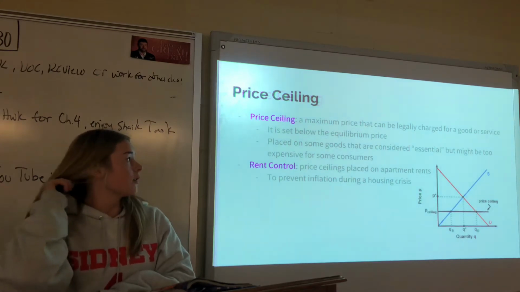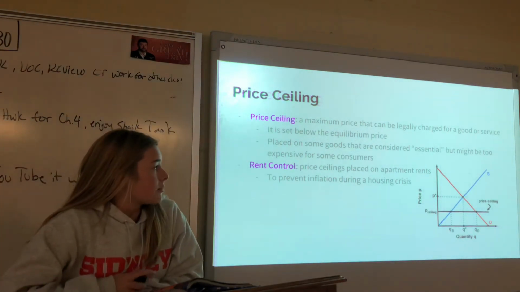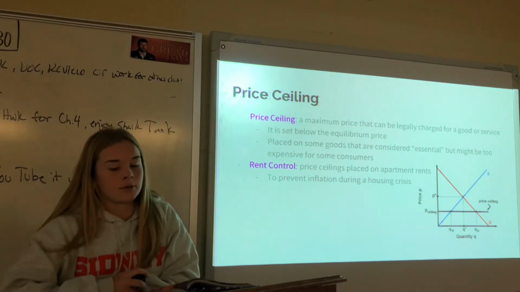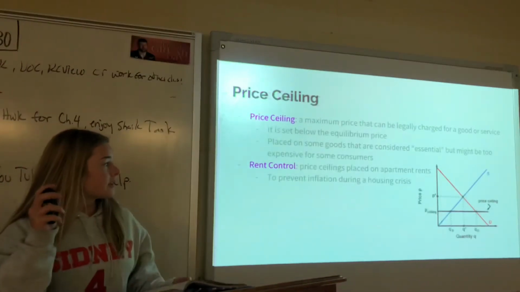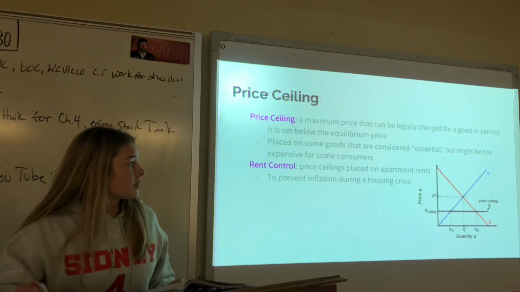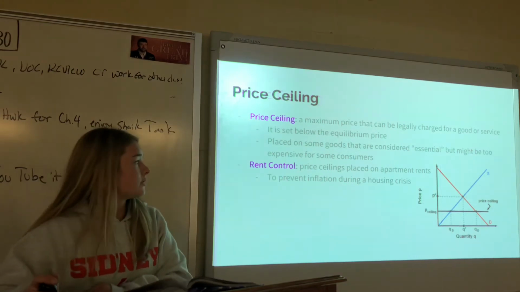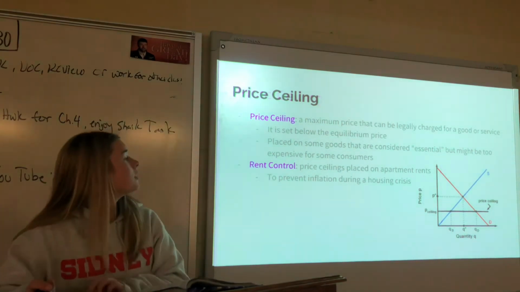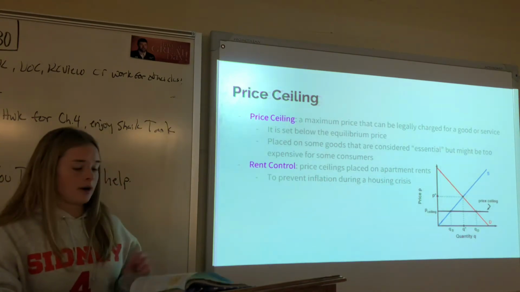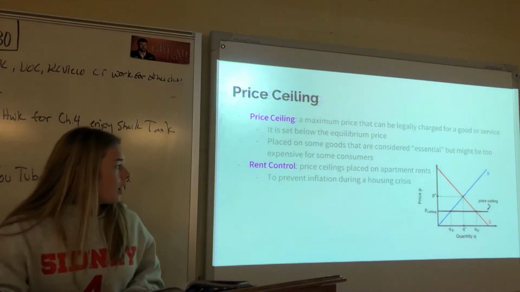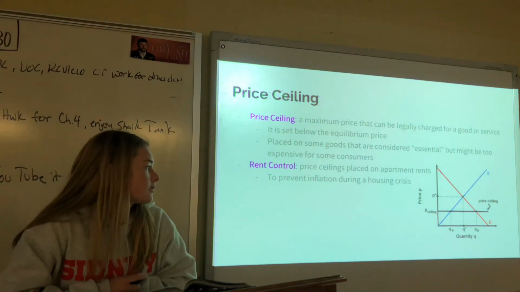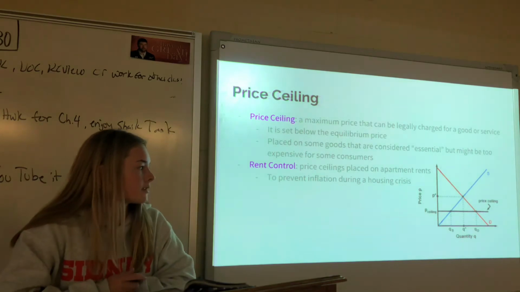So a price ceiling is a maximum price that can be legally charged for a good or service. This is set below the equilibrium price. So when this happens, most of the time a shortage occurs, and it is placed on some goods that are considered essential but might be too expensive for some consumers. One example of this is rent control. It's when there is a price placed on apartments to prevent inflation during a housing crisis.